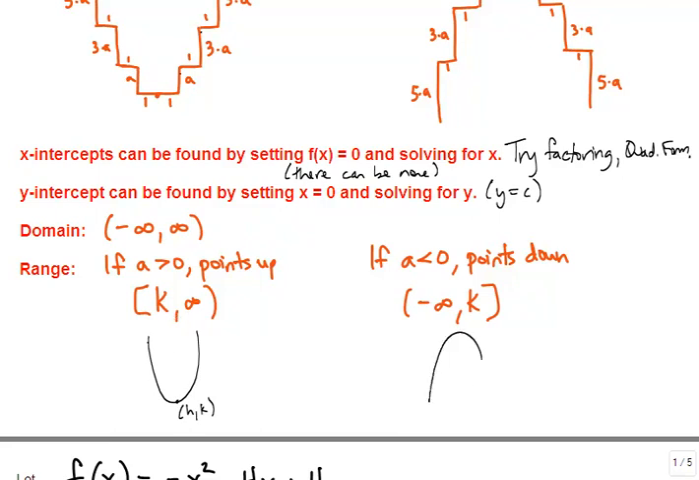If your parabola points down with a vertex at h comma k, then your range would be minus infinity up to a height of k. So it depends on which way your parabola points as to what your range is going to be.